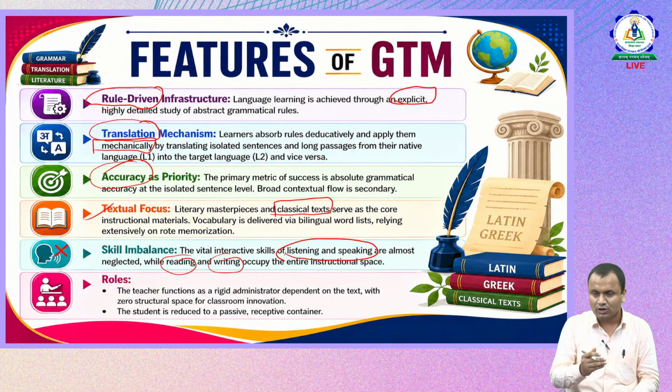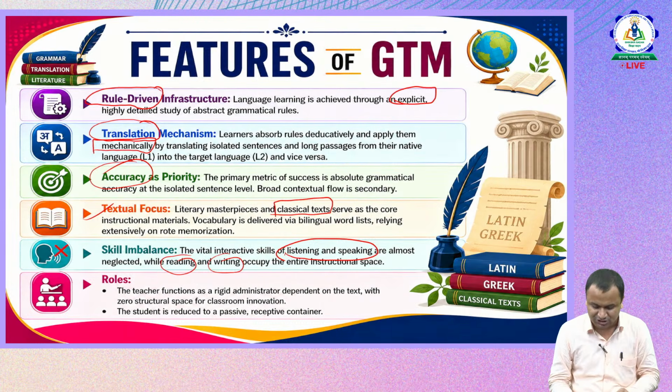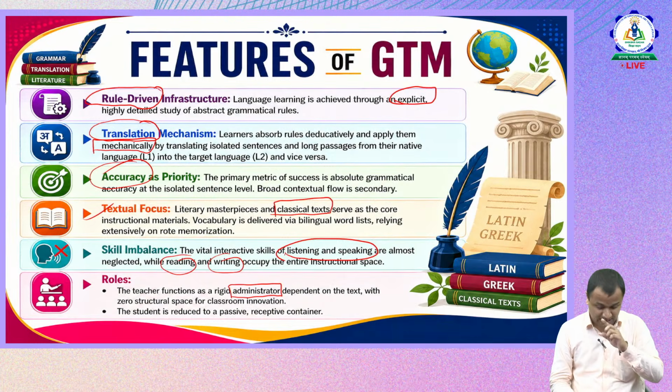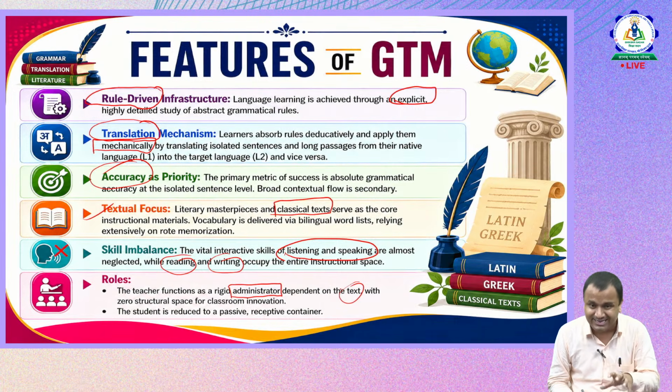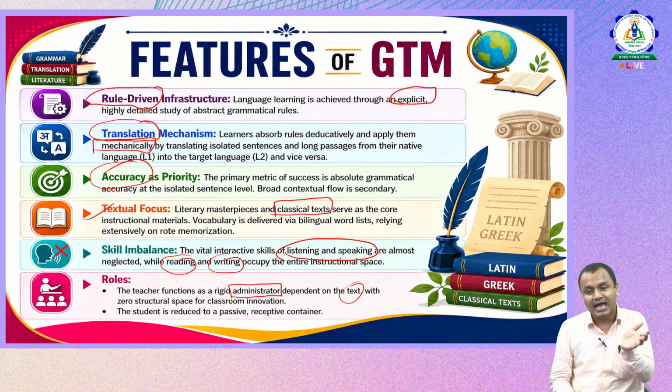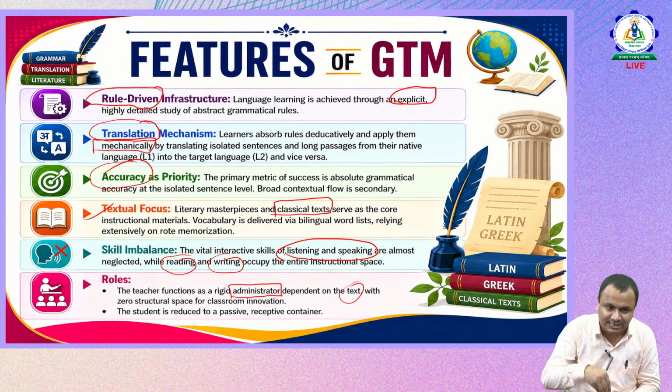Now, if you focus on the role of the teacher and the student while a class is being delivered through the GTM, what will a student and teacher do in the classroom? The teacher works as an administrator, or you can say the traditional teacher. The teacher is solely dependent on the textbook. The teacher is dependent on the grammatical rules. The teacher is dependent on the content, that is the poem or the literature, whatever we have. So we are dependent on the textbook, and the student is dependent on the teacher.